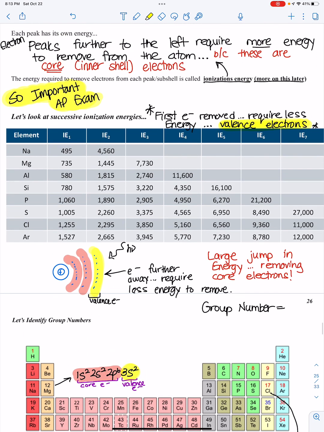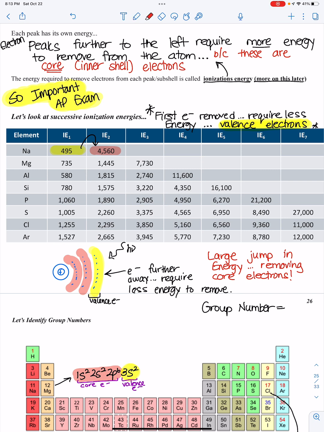So let's look at sodium. The ionization energy of the first electron that I get is 495. Not so bad. And then there is a huge jump here. Holy crap. When I start removing the second electron, it is almost 10 times the amount. Let's keep that in mind for sodium.